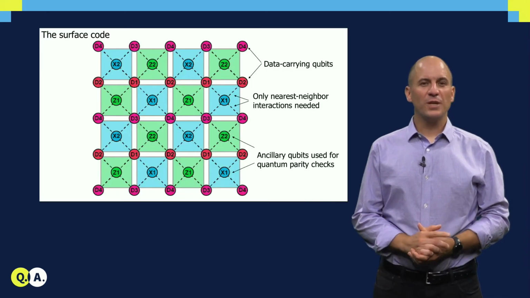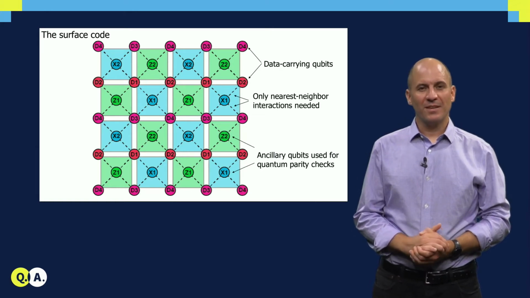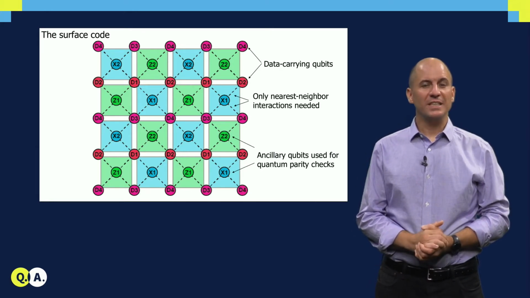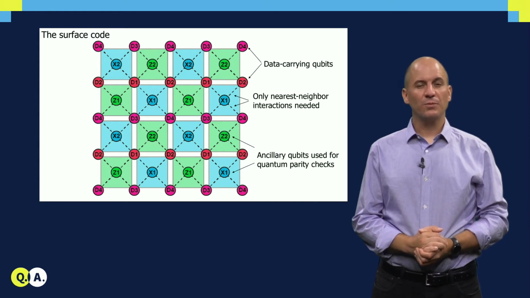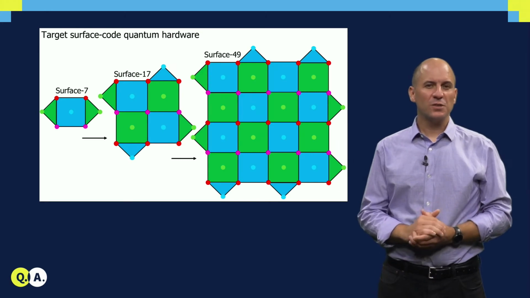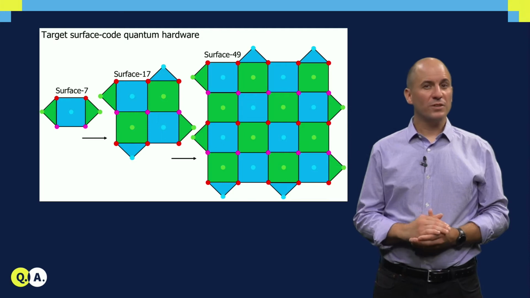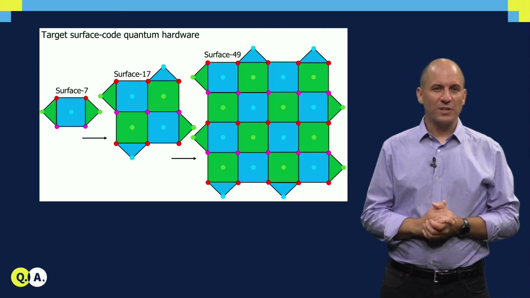Surface Code calls for a two-dimensional square lattice of qubits with only nearest neighbor interactions. In addition, these qubits must be individually addressable both for single qubit gating and for measurement. Currently, we are testing Surface Code chips with 7, 17, and 49 qubits. We call these Surface 7, 17, and 49.